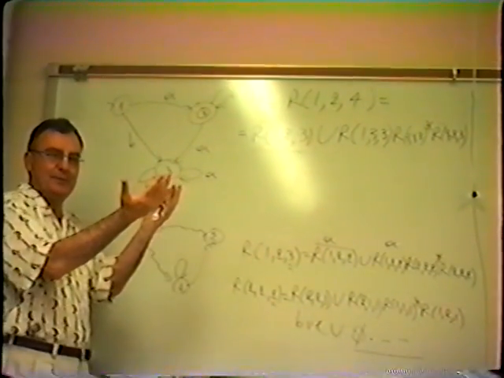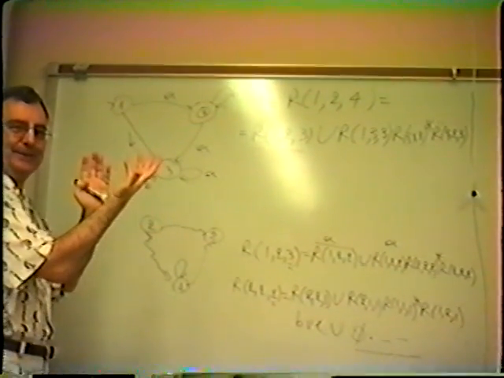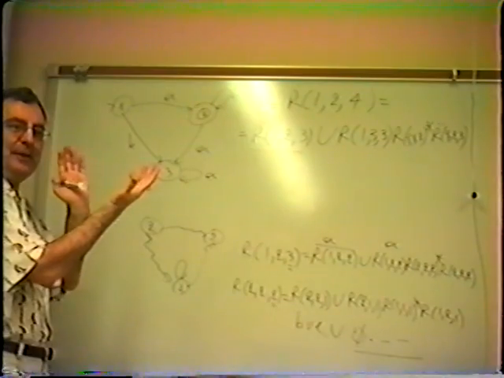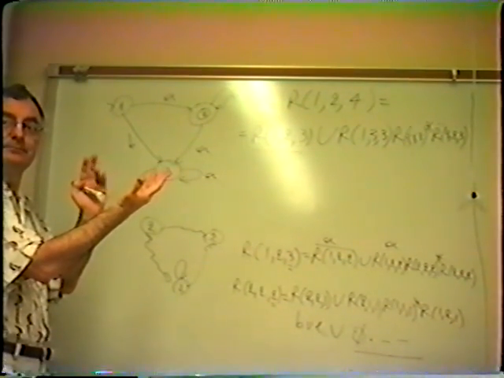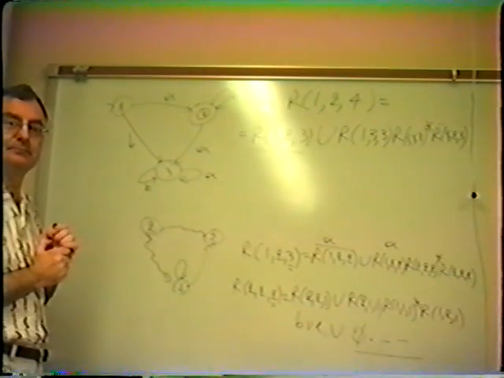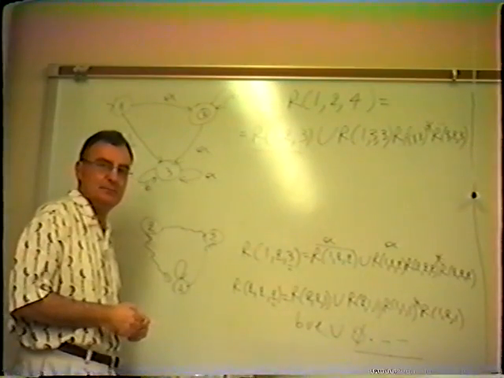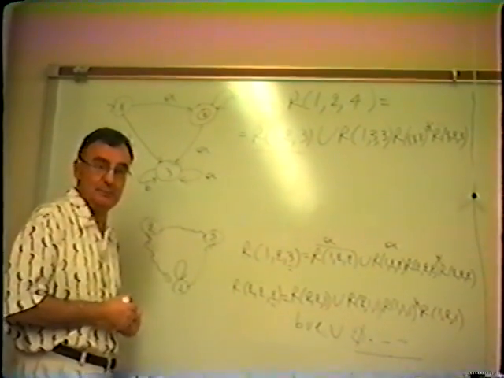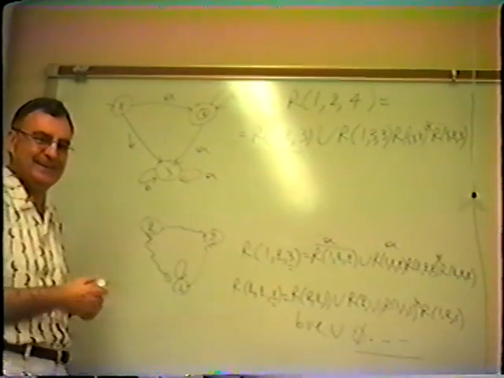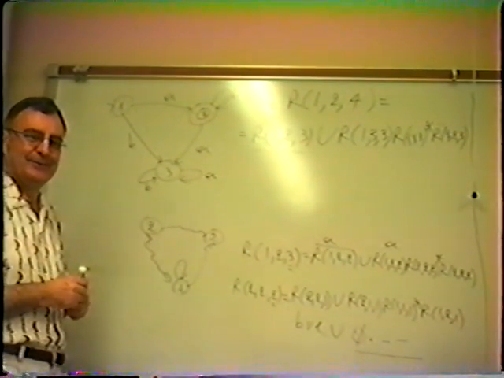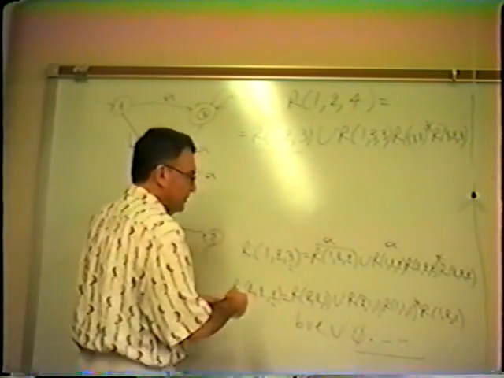L1 concatenate L2 means all the strings formed by taking one in L1 and one in L2. So how can you get anything if L2 is the empty set? So you have B union E union the empty set. What's that? B union E. Why did you forget the E? E is a string. So this whole thing is B union E.